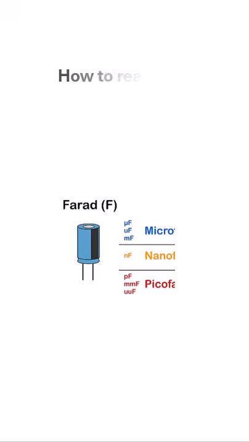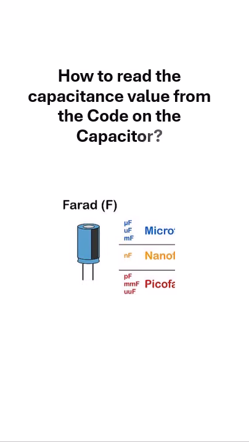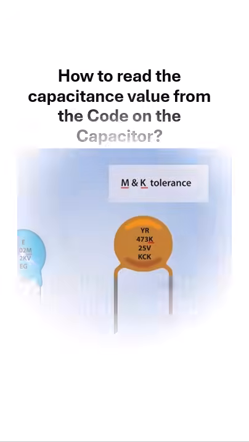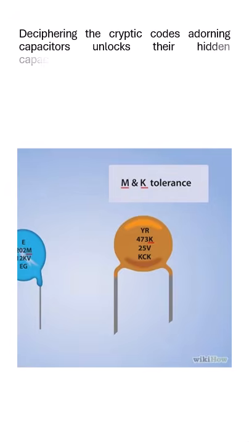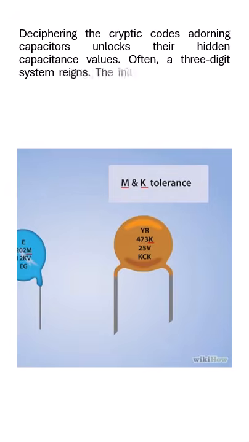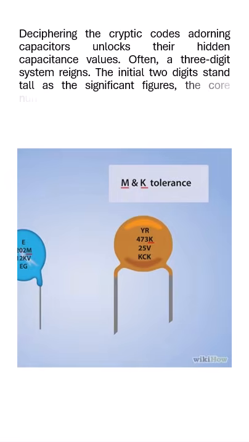How to read the capacitance value from the code on the capacitor. Deciphering the cryptic codes adorning capacitors unlocks their hidden capacitance values. Often, a 3-digit system reigns.